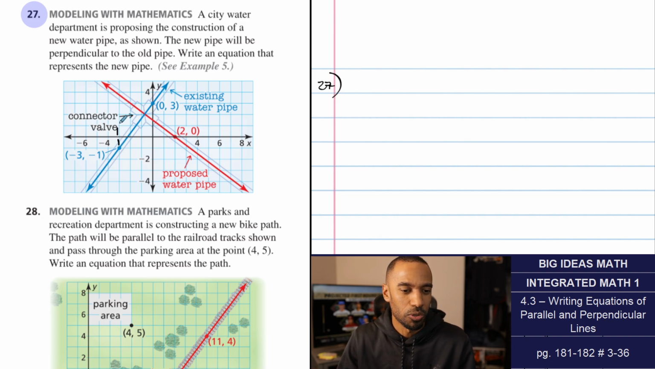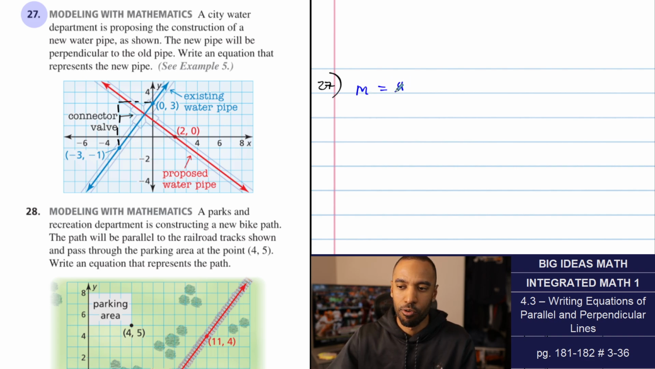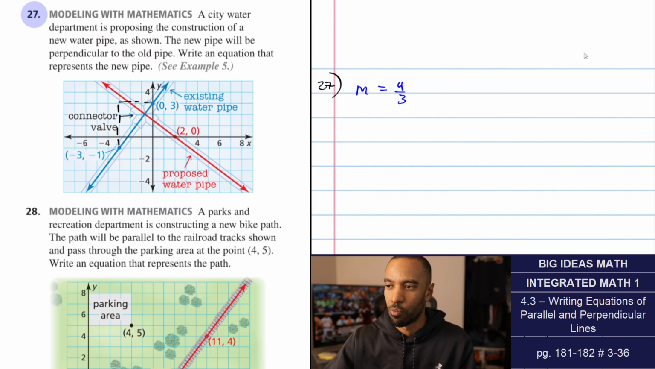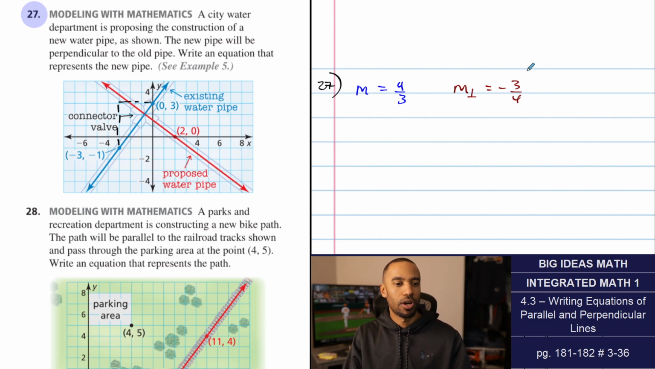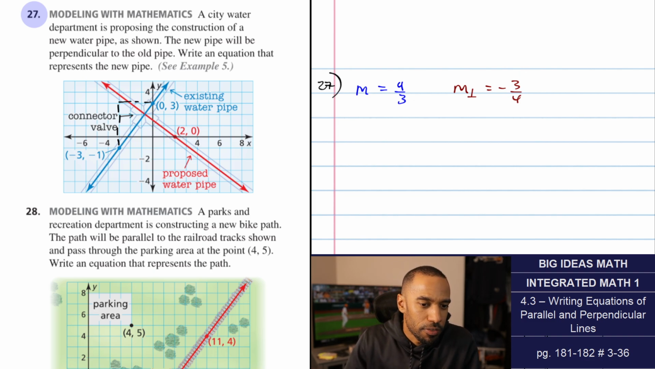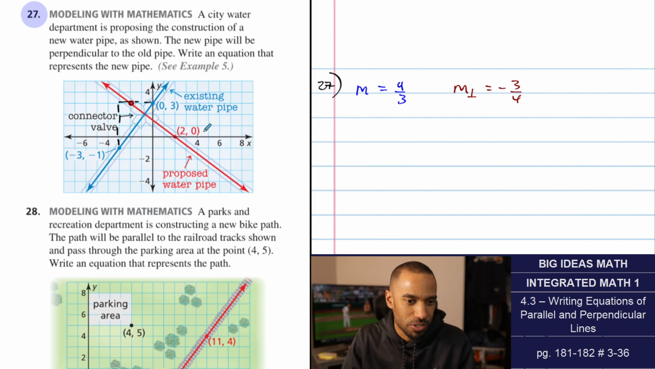So the original blue, the existing water pipe, has a rise of 4 and a run of 3. I'll do this in its color. So the slope of that is 4 over 3. For the red one, I'll do a darker red, the slope of the opposite reciprocal one is negative 3/4. I wonder if the drawing does that. Does it go negative 3/4? It does. If I see this point right here, it looks like it does do negative 3/4.